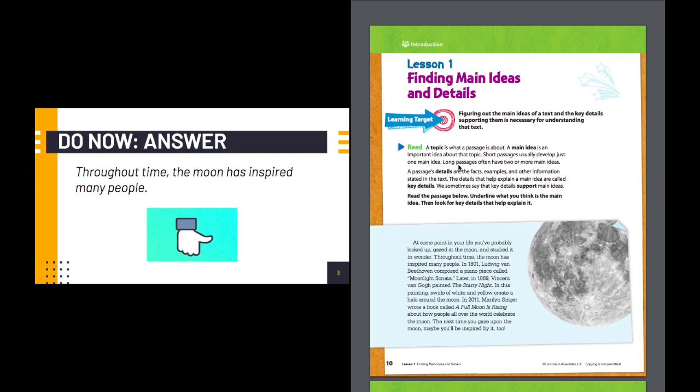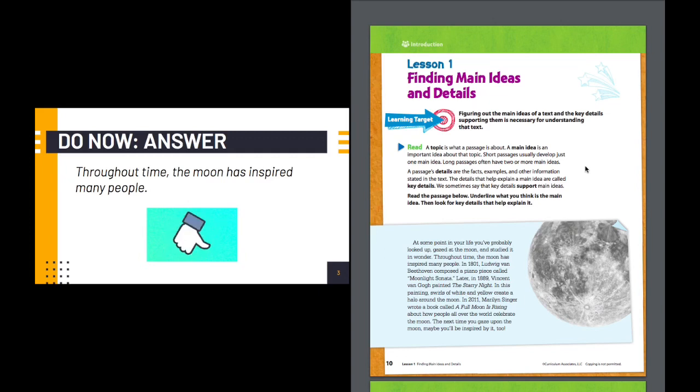So let's go back a little bit and talk about what the main idea even is. A topic, you guys know, is what a passage is about, the topic or the subject. And then the main idea is the important idea about that topic. So what about that topic is the author trying to tell you? Short passages usually only have one main idea, and long passages have two or more main ideas.